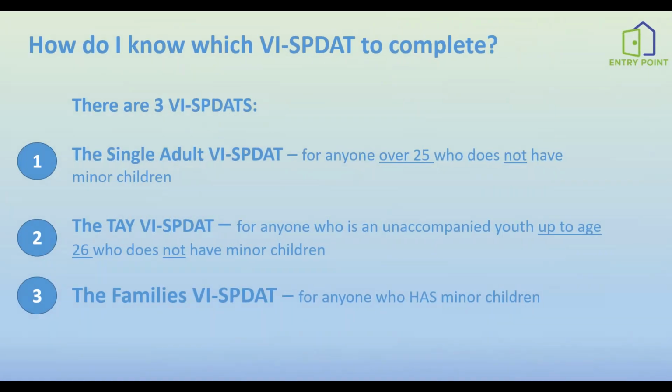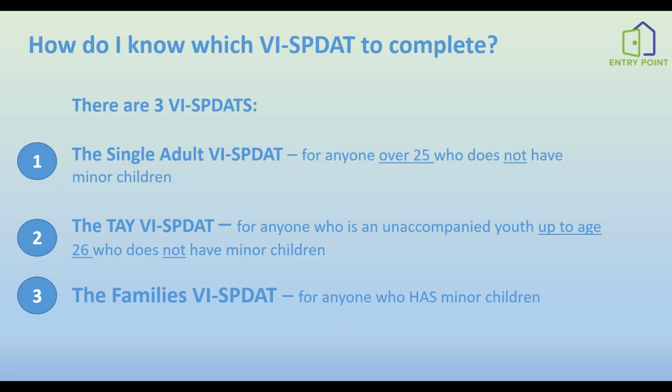We use 3 VI SPDATs in suburban Cook County. The single adult VI SPDAT, which we use for anyone over 25 who does not have minor children. We use the TAY, which stands for Transition Age Youth VI SPDAT. The TAY VI SPDAT is for anyone who is an unaccompanied youth up to age 26, up to their 26th birthday, including age 25, who does not have minor children.